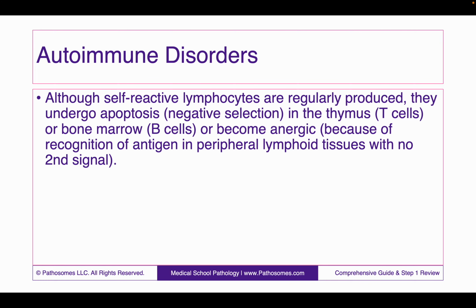Although self-reactive lymphocytes are regularly produced, they undergo apoptosis, or negative selection, in the thymus, right? That's for T cells, or bone marrow for B cells. Or they become anergic because of the recognition of an antigen in peripheral lymphoid tissues with no second signal.